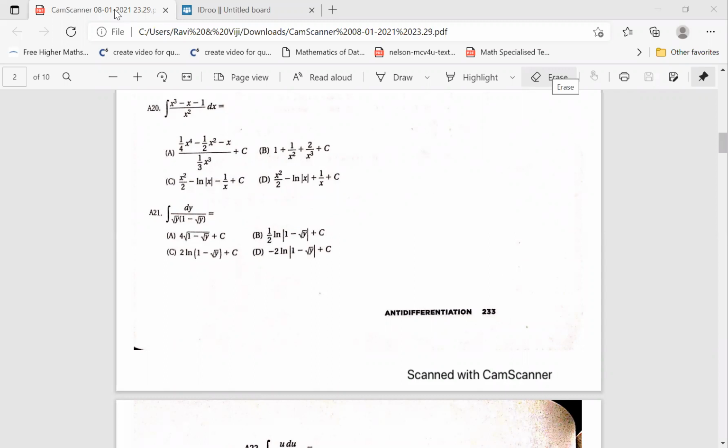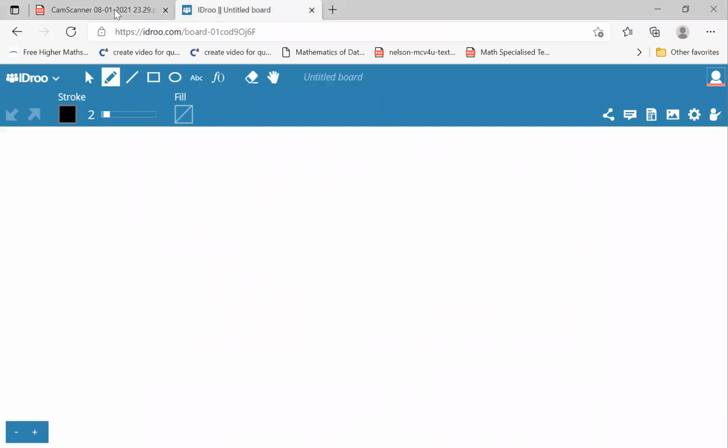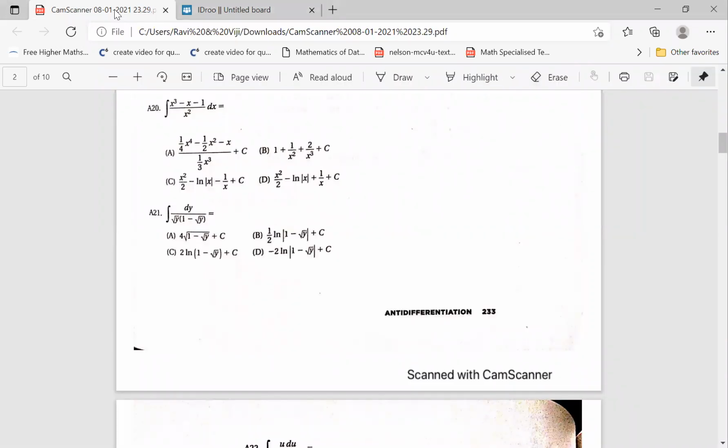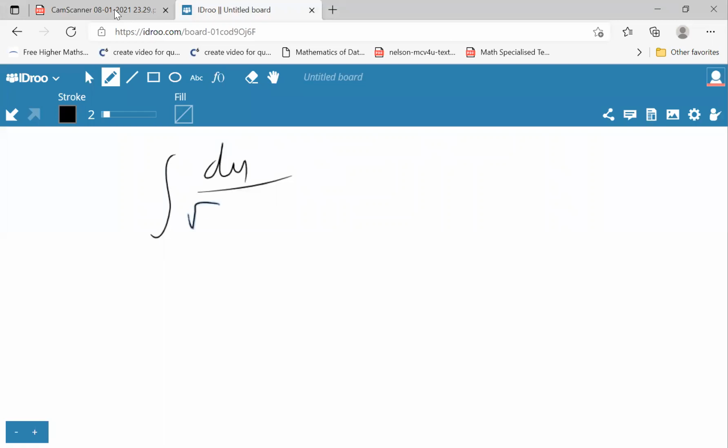Now looking into more MCQs related to integral calculus, look at the 21st one, integration of dy by root y into 1 minus root y. So let us write the question. Integration of dy by root y into 1 minus root y. Now let us take 1 by root y as t.